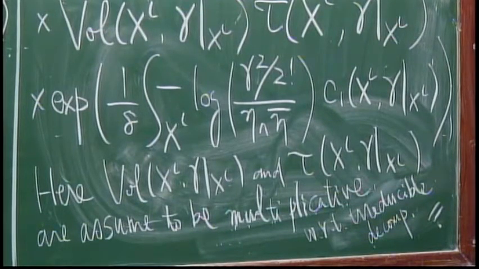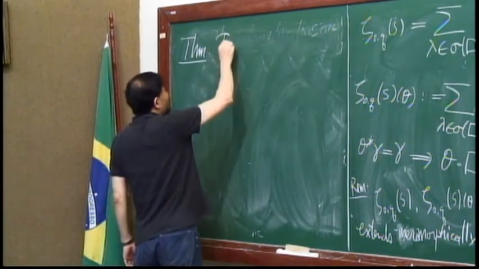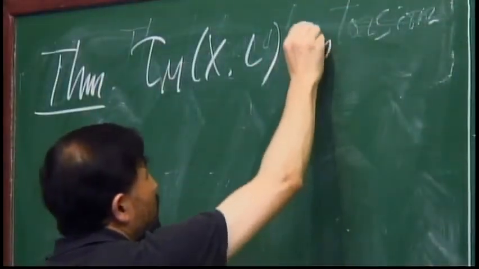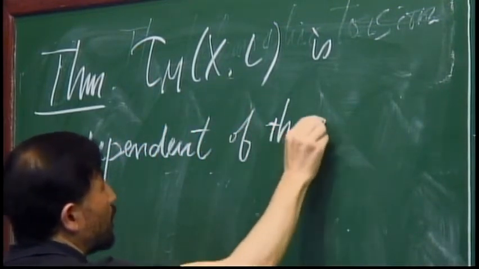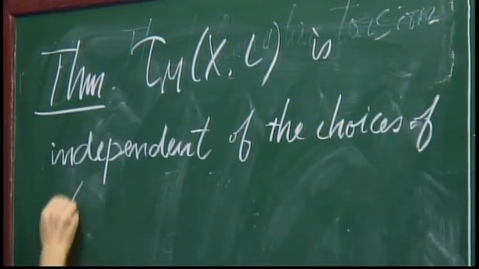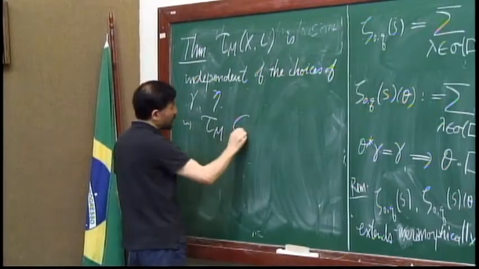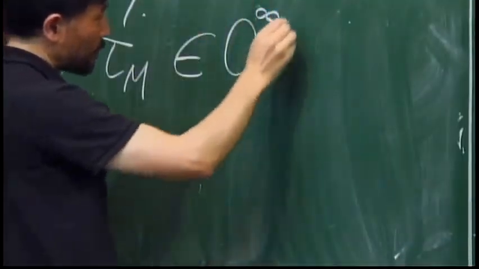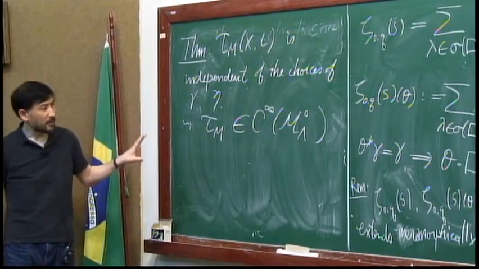In the introduction, I mentioned the Polyakov anomaly formula. The role of that factor is exactly the same. This tau_M(Λ, ι) is independent of the choices of the metric gamma and canonical form eta. So that means that tau_M is viewed as a function on the moduli space M_Λ^0. This is the function that I want to understand today.